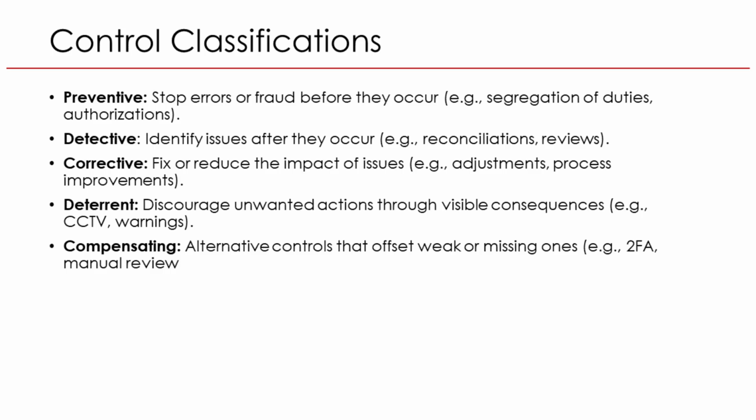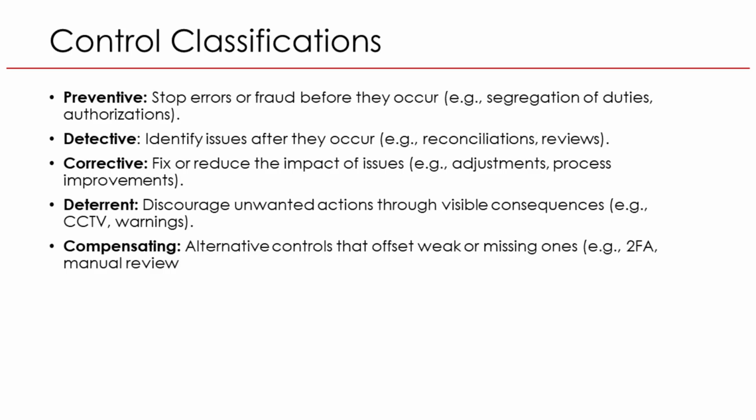2. Detective controls find issues after they occur. Think of bank reconciliations that uncover errors in account balances or system monitoring tools that alert IT when unusual activity happens. 3. Corrective controls fix problems once detected. For instance, if a data error is found, an adjusting journal entry or a system patch can correct it. If fraud is uncovered, management might also enforce disciplinary actions.